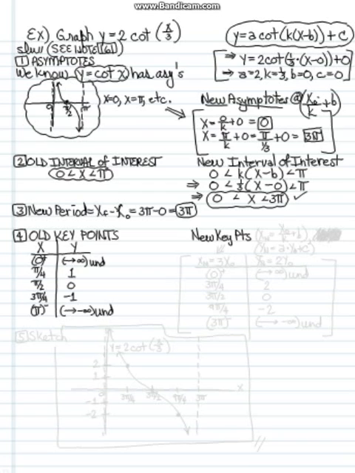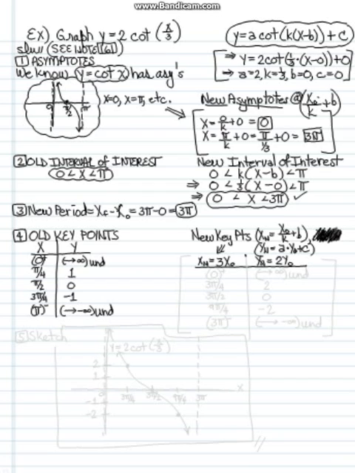So our new key points are acquired. First of all, the new x values are acquired by taking the old x values, dividing by k, which in this case is 1/3, adding b, which in this case is 0. The new y values are found by multiplying the old y values by a, which in this case is 2, and adding c, which is 0. Okay, so we use the appropriate k, a, b, and c. We'll have our new x values equal to 3 times the old x values, and our new y values equal to 2 times the old y values.